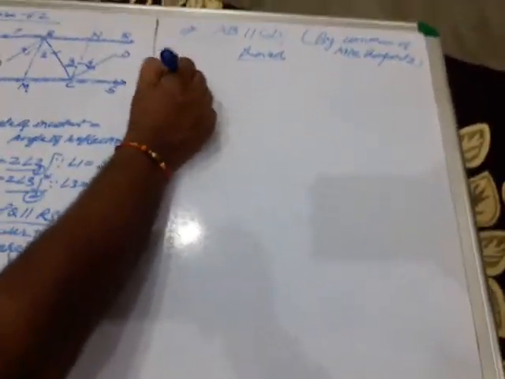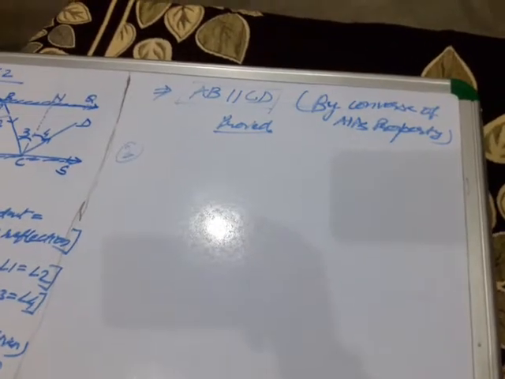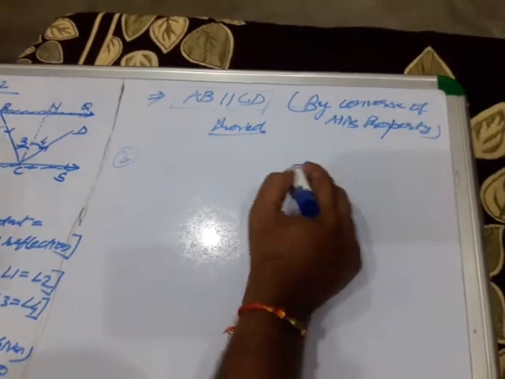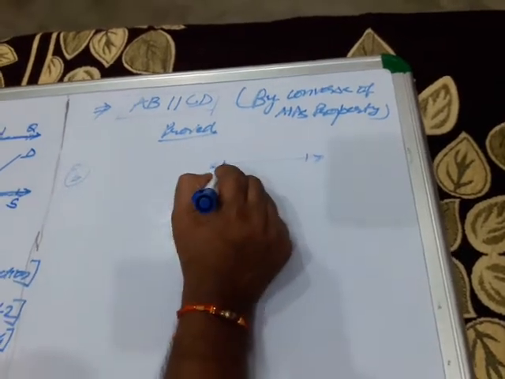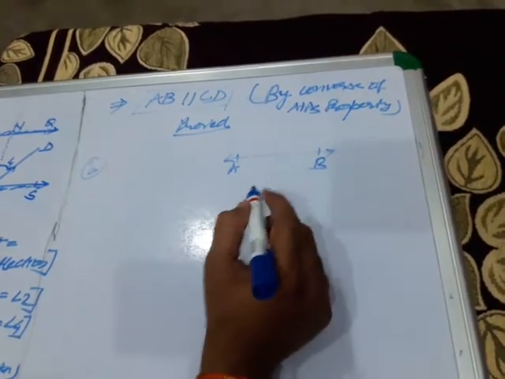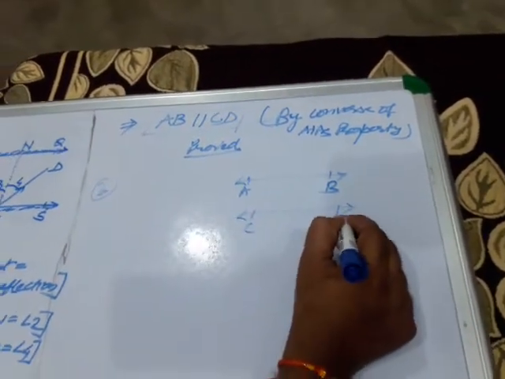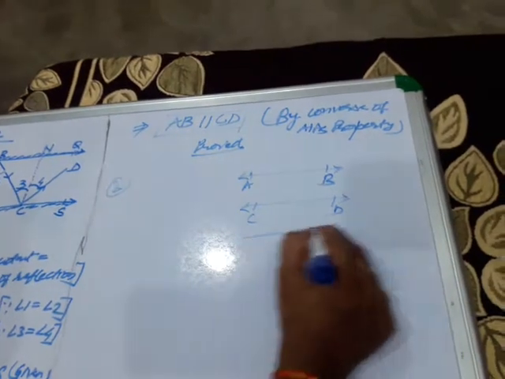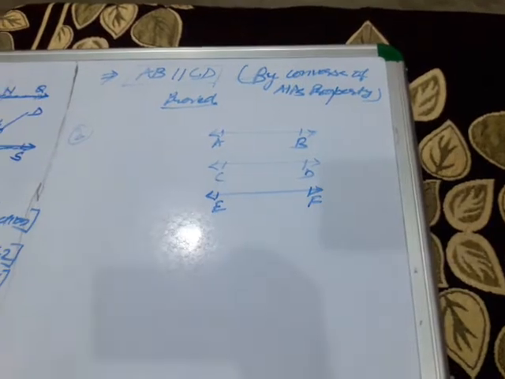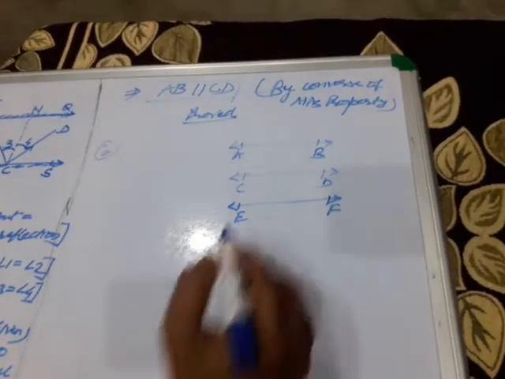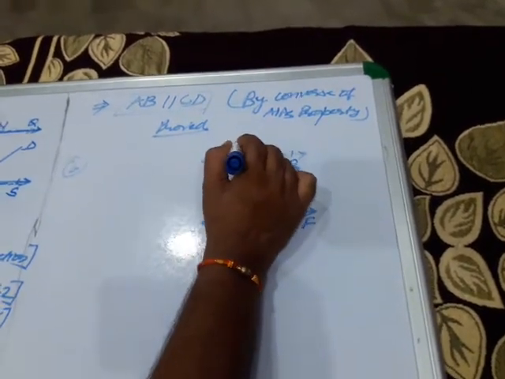What is question number 2? Here 3 lines are given. AB is given like this, this is AB. Then CD, another line, is given, that is C and D. Third line, that is EF, is also given. One more line is there, that is the transversal, and it is given to be PQ.